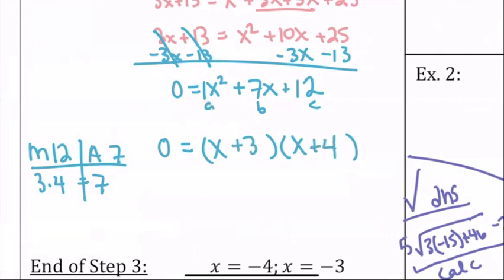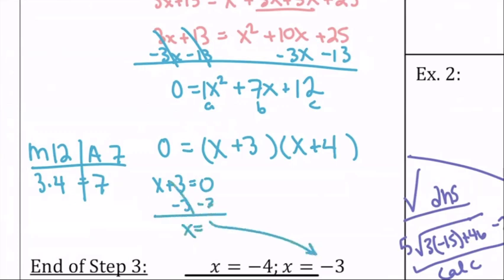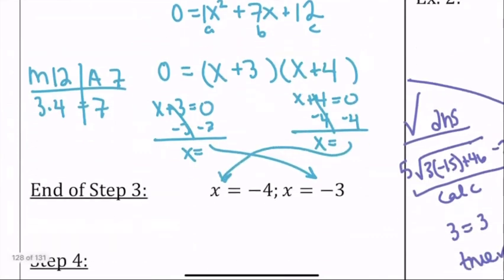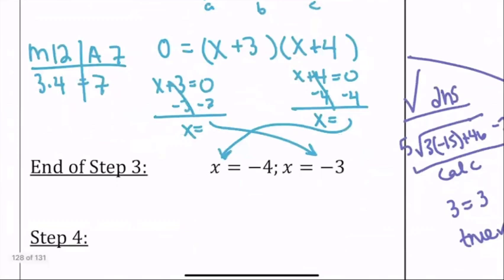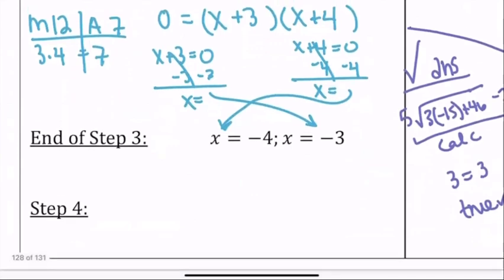Now from here, I would just solve each of my factors for x. That's how I got -3. And then this one, that's how I got -4. And there we go. So these are the 2 answers. We want to see if either of them is extraneous. So all we're going to do for step 4 is plug them back into the original equation.